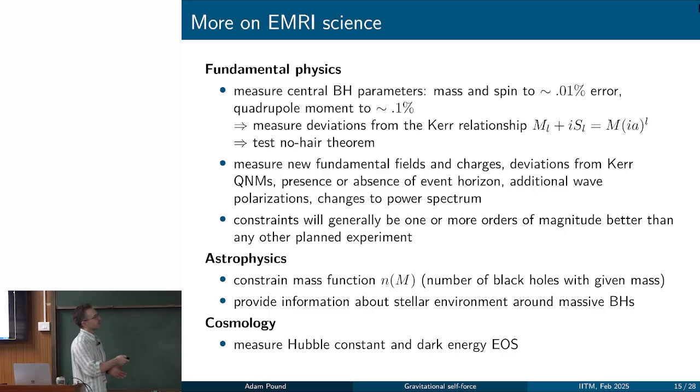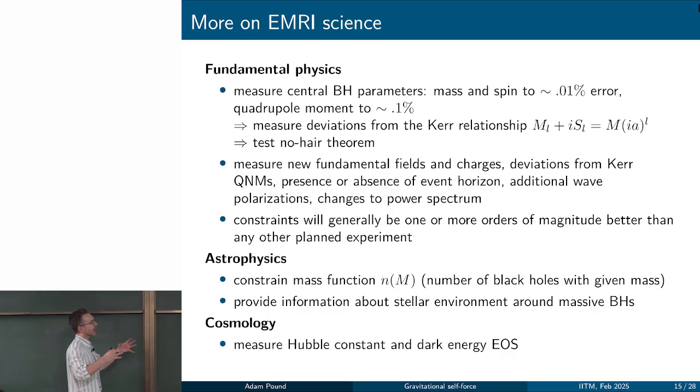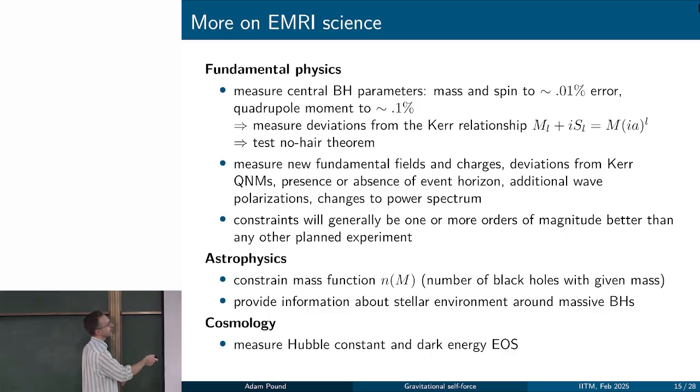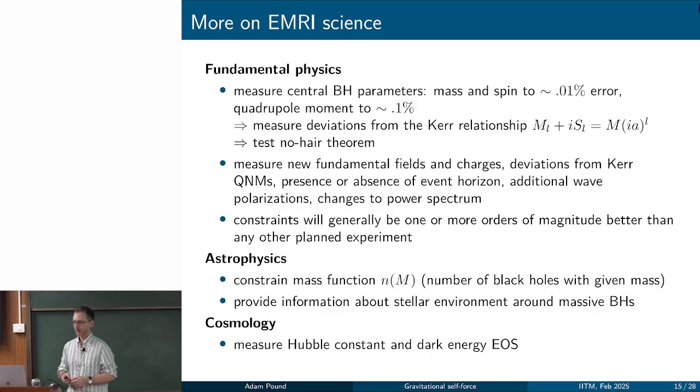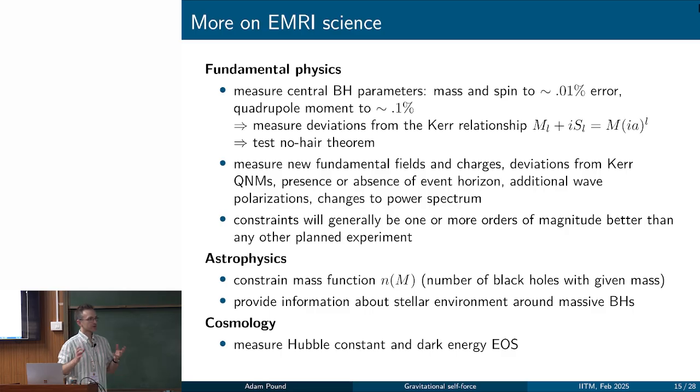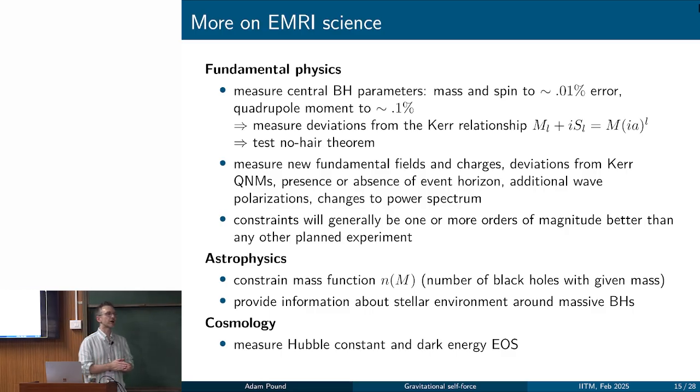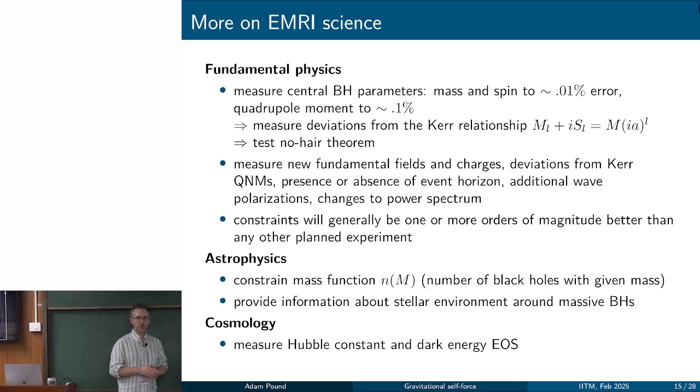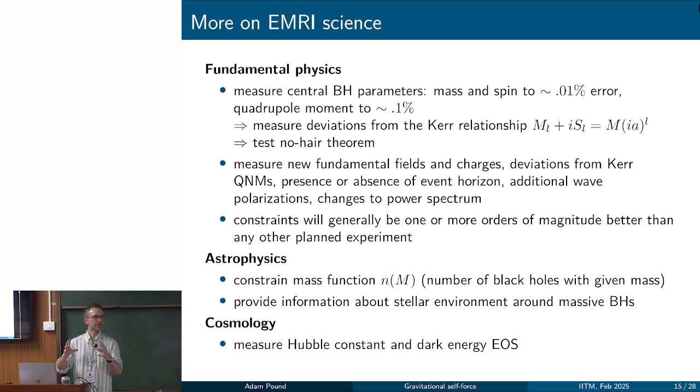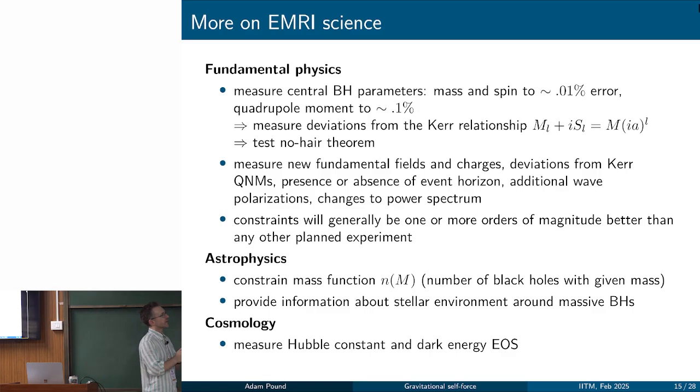So we expect to be able to measure mass and spin of the big black hole to about 0.01% error, and its quadrupole moment to about 0.1% error. Now, let's compare that to what we currently are able to do. So say with the Event Horizon Telescope. The Event Horizon Telescope shows us images of the black hole at the center of our galaxy, Sagittarius A star. With that image, they are able to measure none of this. They can measure the mass mildly, but not that well. They can't measure the spin at all, and certainly not the quadrupole moment.